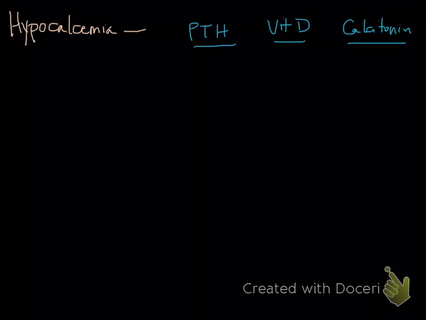Okay, so now on to hypocalcemia. So let's discuss again. PTH, of course, works to increase calcium and decrease phosphorus. Vitamin D will increase both, so I can't imagine we're going to talk a lot about it with hypocalcemia. And calcitonin is going to decrease both calcium and phosphorus.